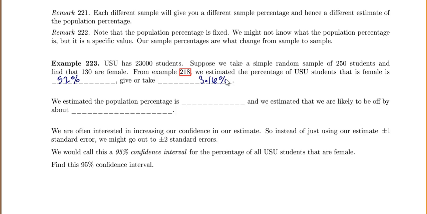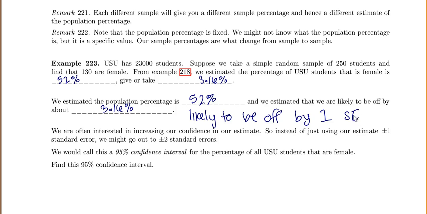So in other words, we estimated that the population percentage is 52%. And then we estimated that we're likely to be off by about 3.16%. So just another way to phrase it. We estimated that we're likely to be off by 1 standard error.